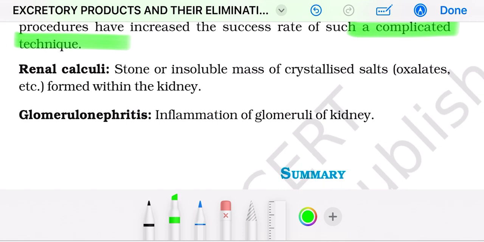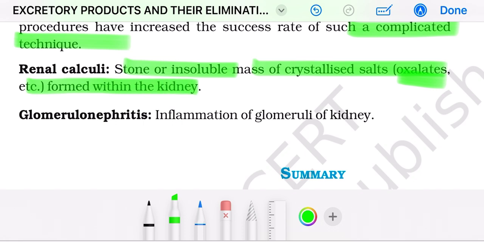Renal calculi: stone or insoluble mass of crystallized salts, oxalates, etc., formed within the kidney. Glomerulonephritis: inflammation of the glomeruli of the kidney.